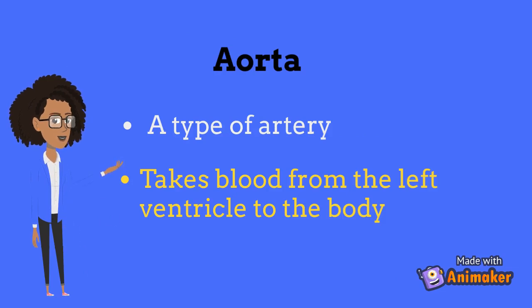And finally, the aorta is a type of artery. It takes blood away from the left ventricle and towards the body. So when the pulmonary vein transports the blood from the lungs into the left atrium, it moves to the left ventricle where it is transported around the body by the aorta.